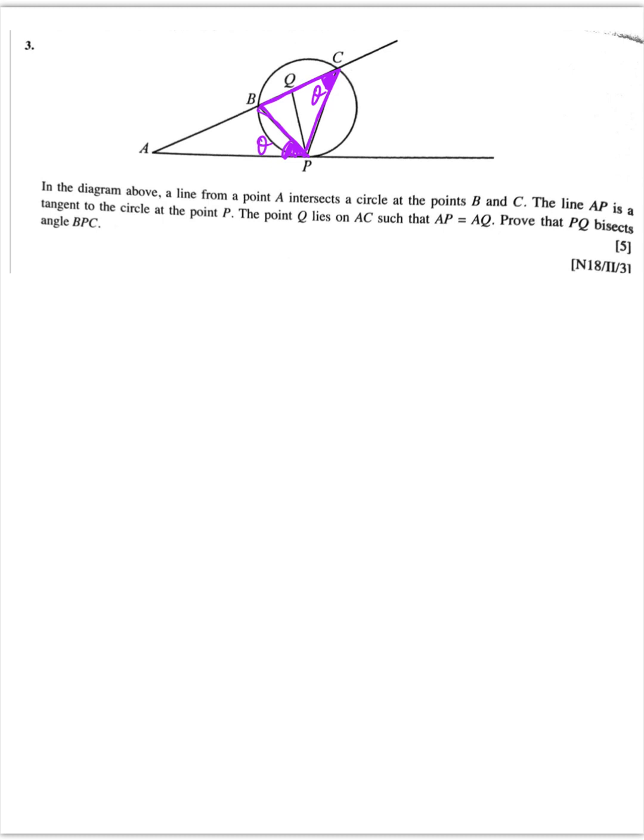Okay, then the point Q lies on AC such that AP is equal to AQ. So isosceles. Prove that PQ bisects angle BPC. Okay, BPC. So you're supposed to prove that this angle is equal to this angle.